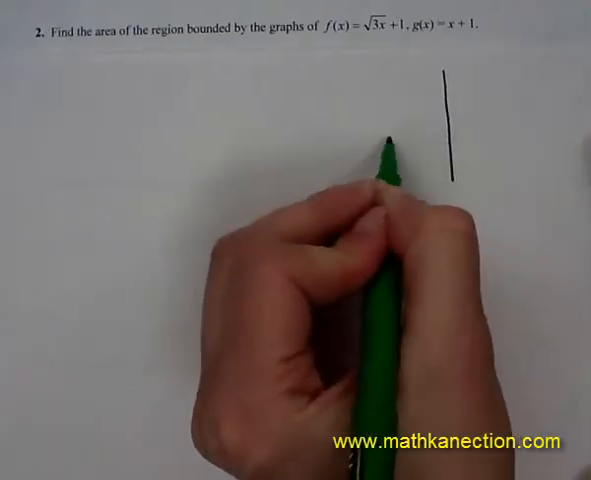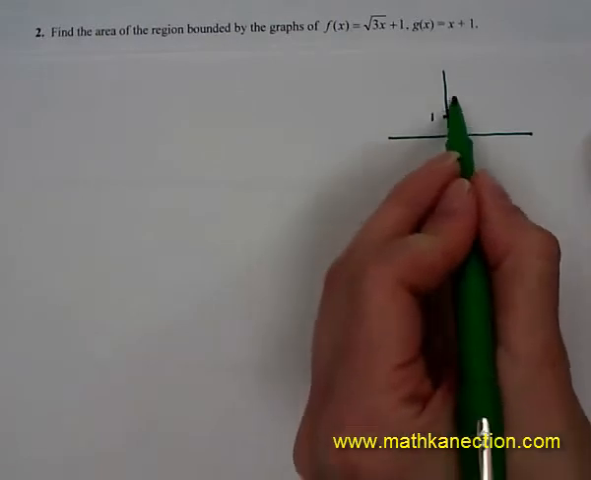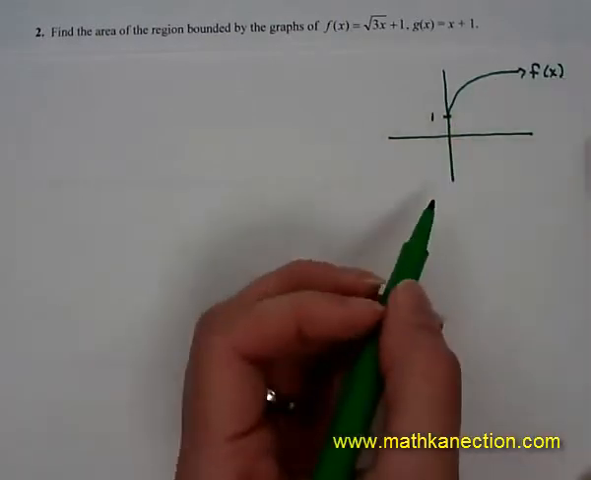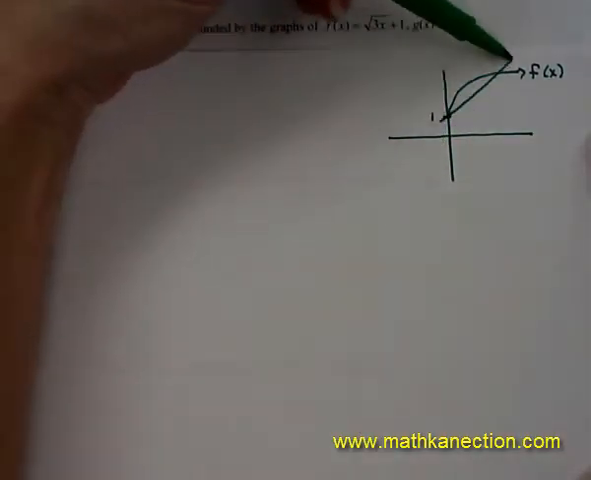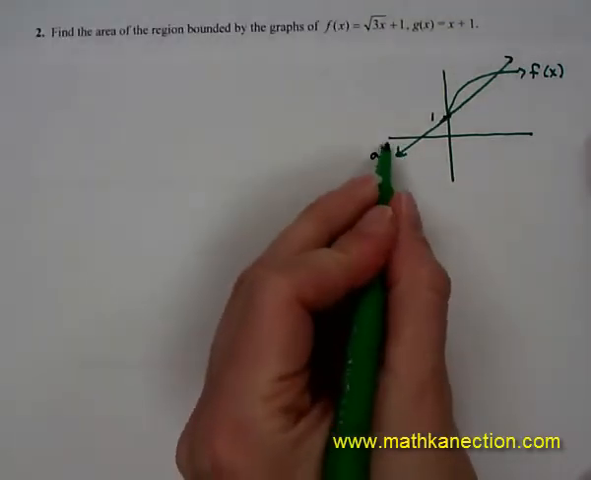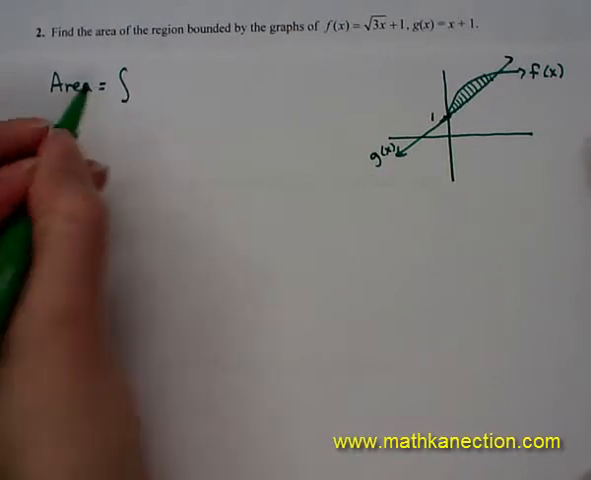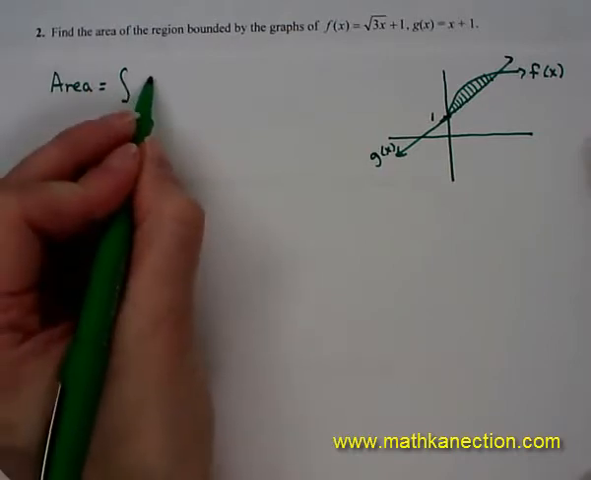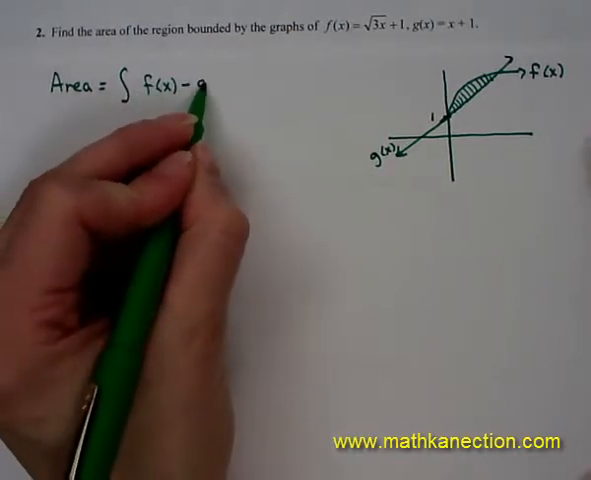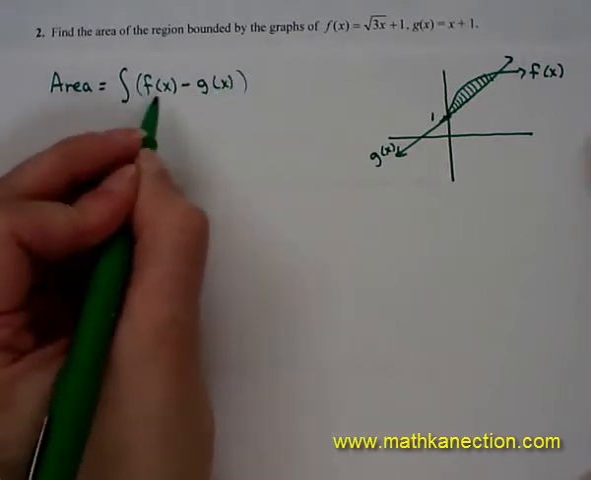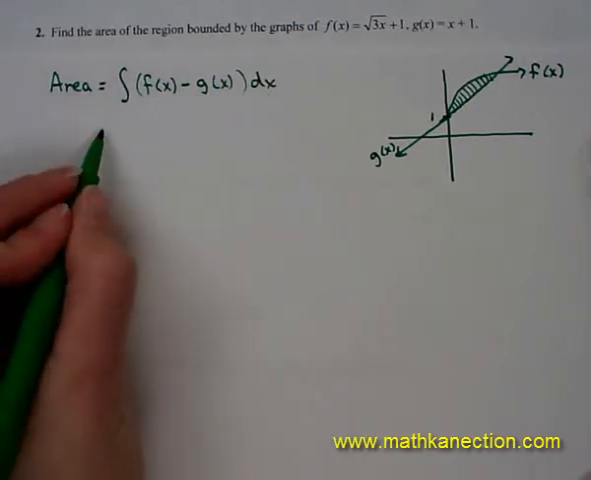In our next example, we're going to find the area of the region bounded by the graphs f of x is equal to the square root of the quantity 3x plus 1 and g of x is equal to x plus 1. In the area between the two curves, we can see that we're going to do the integral of f of x, which is the function on top, minus g of x, which is the function on the bottom. But we don't have an interval with which to work.